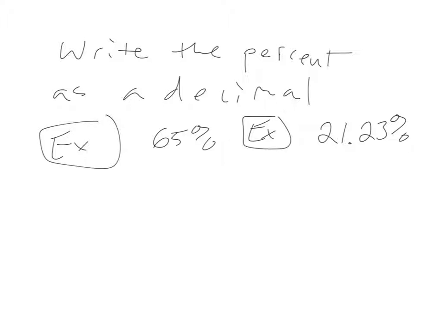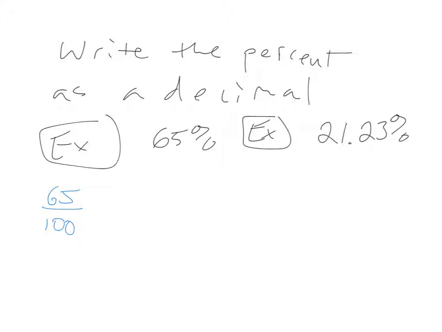So you're going to write the percent as a decimal. Guys, something you need to know is that a percent is always out of 100. So when I write 65%, 65% really, if we were to write it as a fraction, would be 65 out of 100. A percent is always out of 100. Say that. A percent is always out of 100.